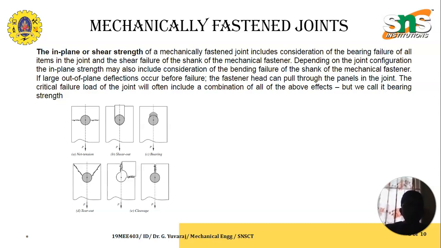The critical failure load of the joint will often include the combination of all the above effects, but we can also call it the bearing strength. So the total load acting on the net tension and the shear out, along with the bearing load, in the same way as the tear out and along with the cleavages, has been considered in order to calculate the bending failure.